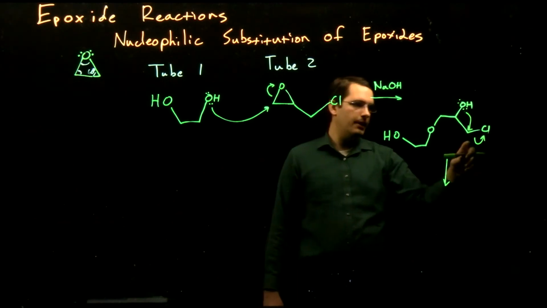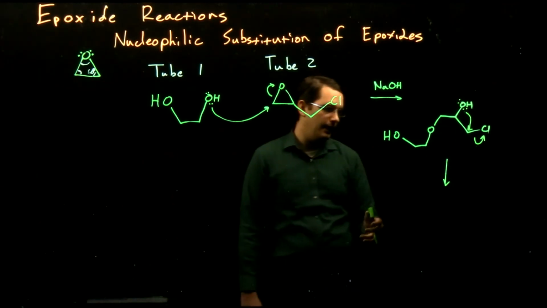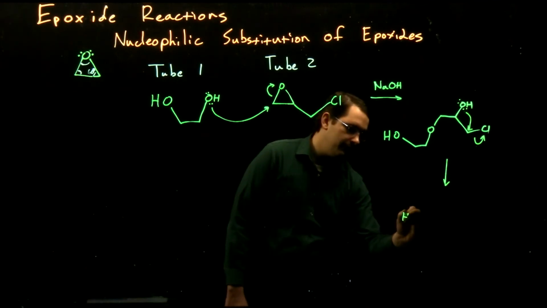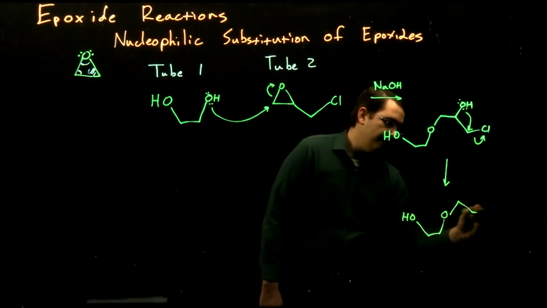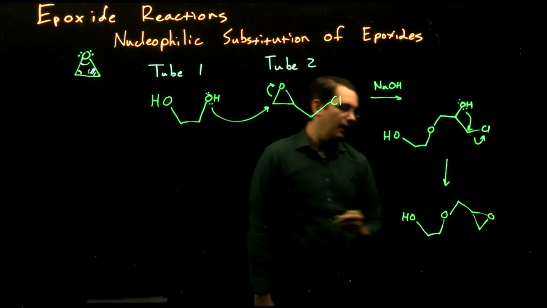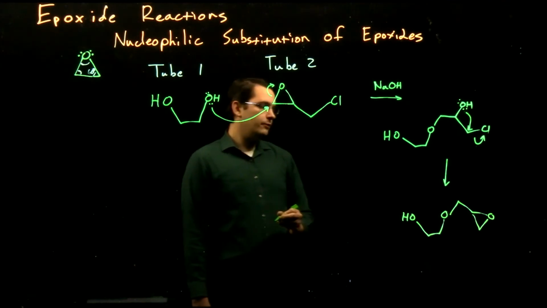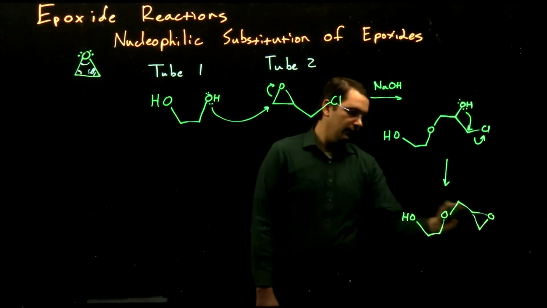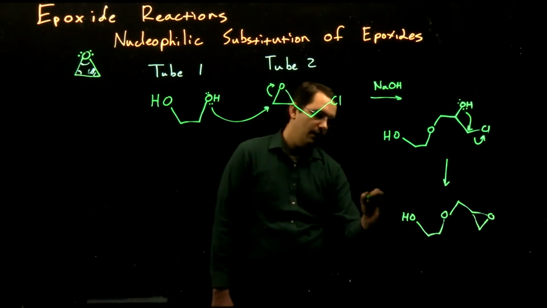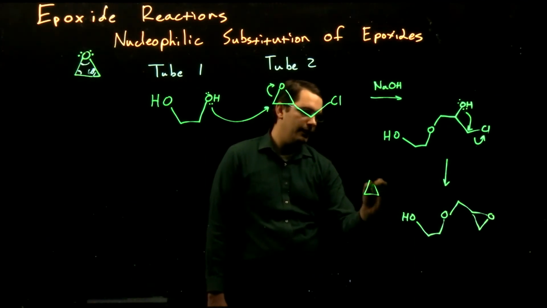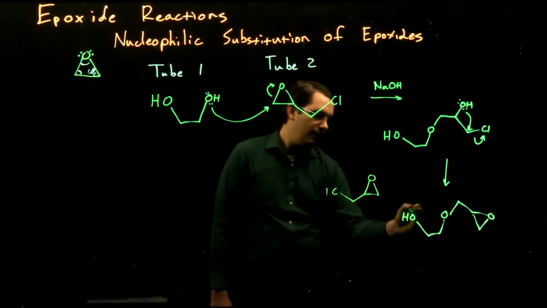I would need to rotate my chlorine around, of course, so that I'm attacking from the back side. And that will now produce a new epoxide on the end of my molecule here. Now, of course, we can link this end on to another unit. So I can bring in another epoxide unit with my chlorine over here.